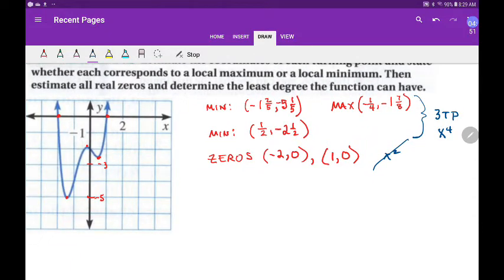And then just for fun, if I put my x-axis there, I'd have 1, 2, 3, 4 places anyway. You know, if that were my x-axis. So I'm going to go ahead and say the least degree that this thing can have, I'm going to say 4th degree. Yeah, 4th. Don't know how to spell 4th. 4th degree.